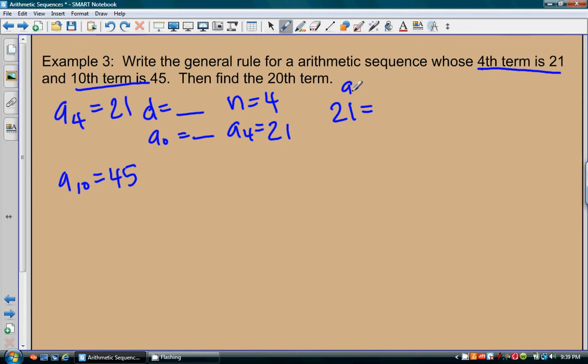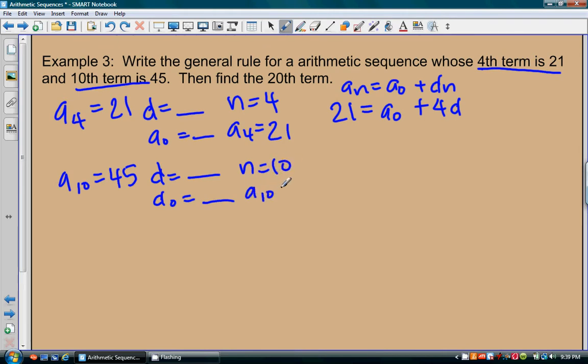21 equals, and again I'm basing it on a sub n equals a sub 0 plus dn. I can get 21 equals a sub 0 plus 4d, because I don't know my d, but I know my n. We're going to do the same thing here. If we don't know d, we don't know a sub 0, but we know n is 10, and a sub 10 is 45. Meaning we can get the equation 45 equals a sub 0 plus 10d.